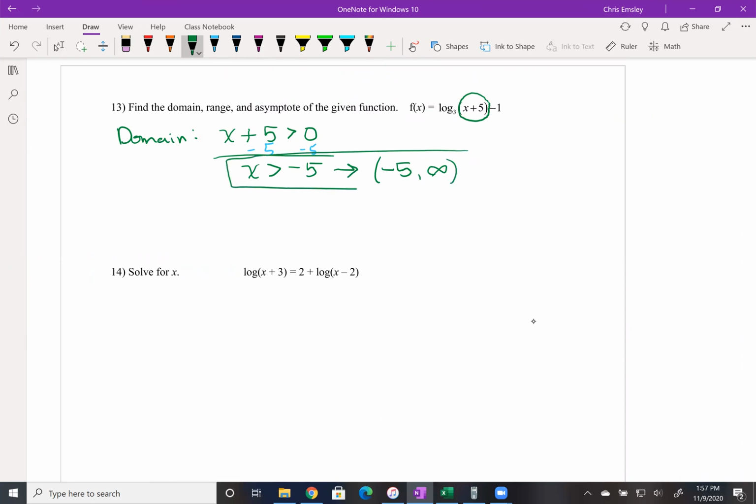There's our domain. The range for a logarithmic function, you just got to remember, is pretty easy. Think about the graph. The range is all real numbers.